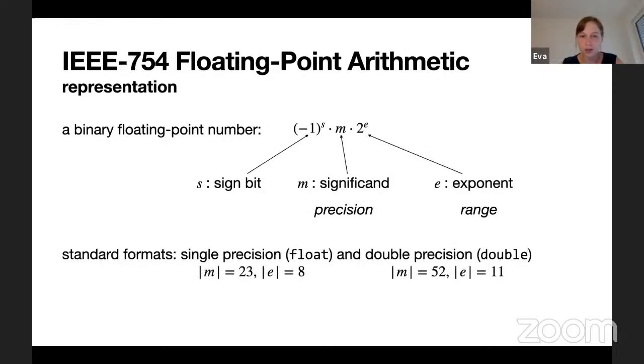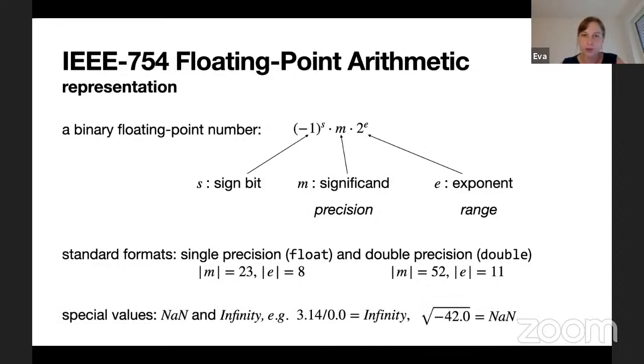So there are several standard formats that most of you are probably familiar with. The floats, so single precision and double precision, that have a different number of bits available for both the significand and the exponent. So the more bits you have available, the larger range or the more digits you have to represent the number.